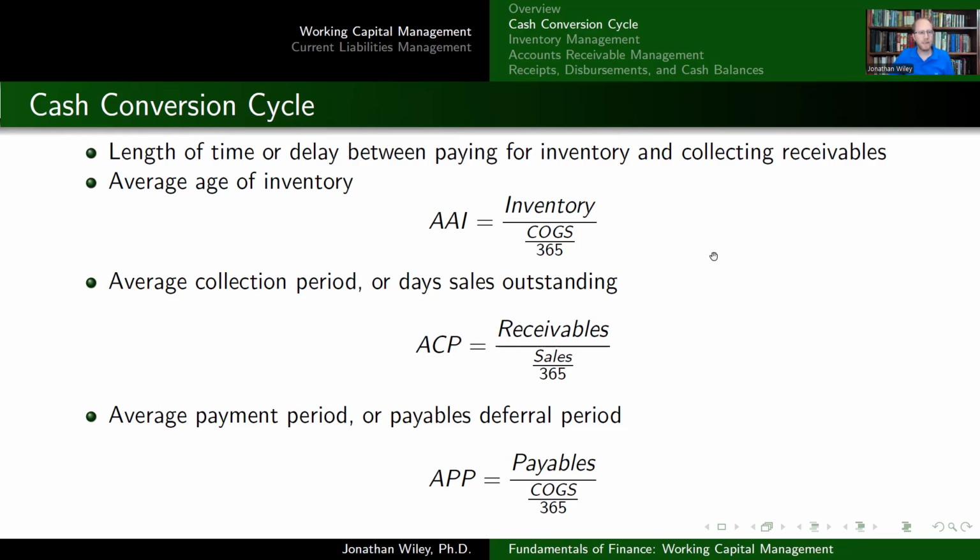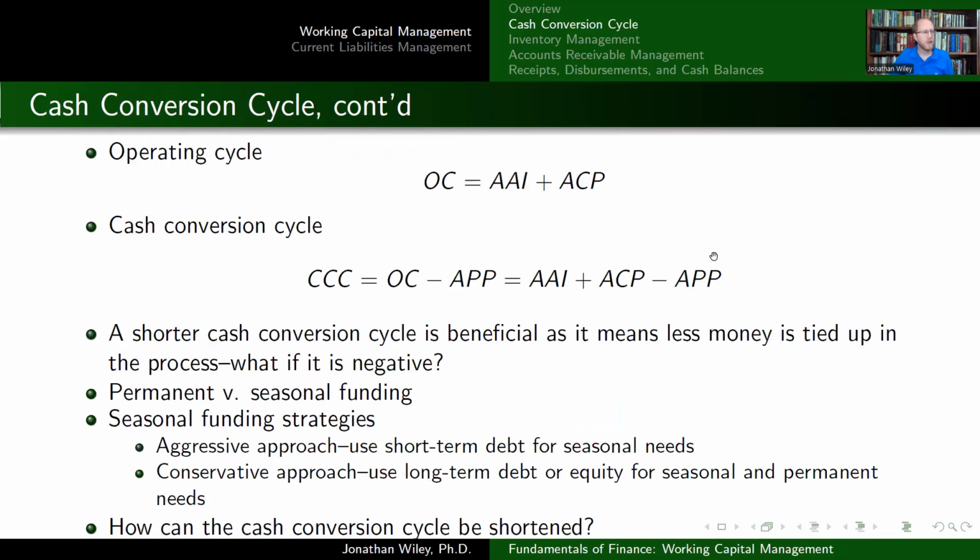So to do that, let's take this a step further. I can look at the operating cycle. The operating cycle is the average age of inventory plus the average collection period. In other words, how long it takes from when the inventory arrives to when I sell it, plus from when I sell it to when I get paid. Okay, that's the operating cycle. However, to get to the cash conversion cycle, I'm going to take that operating cycle, but I'm going to subtract how long I waited to pay.